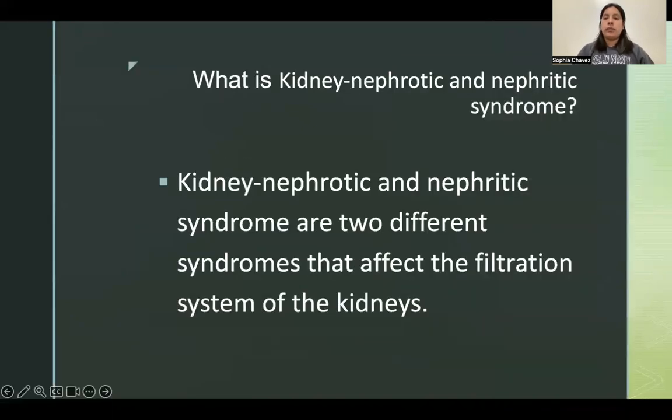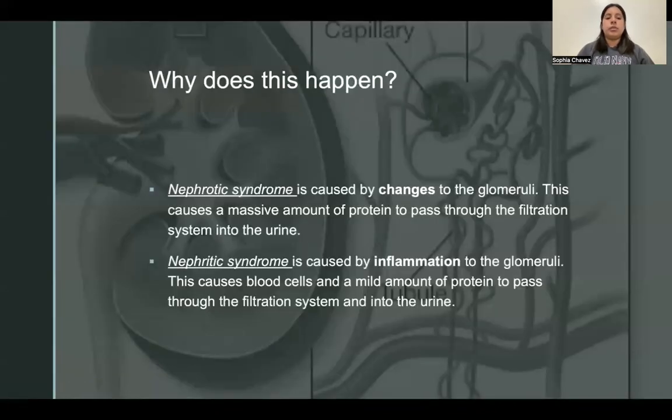What is kidney nephrotic and nephritic syndrome? So these syndromes are two different syndromes that affect the filtration system of the kidneys. Why does this happen? So the nephrotic syndrome is caused by changes to the glomeruli. This causes a massive amount of proteins to pass through the filtration system. The nephritic syndrome is caused by inflammation to the glomeruli. This causes blood cells and a mild amount of protein to pass through the filtration system into the urine.